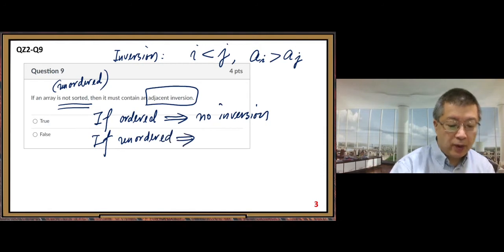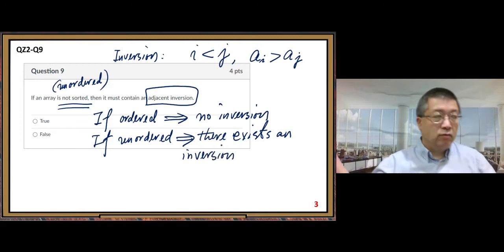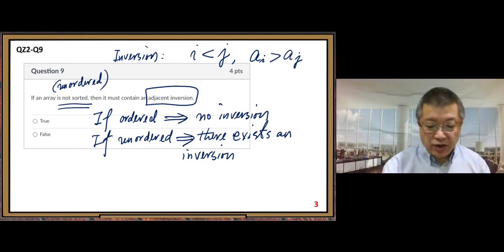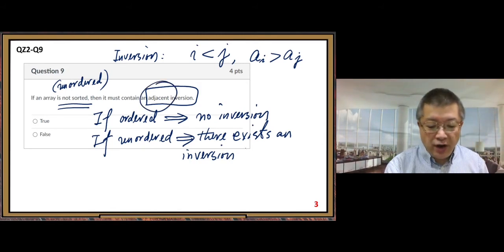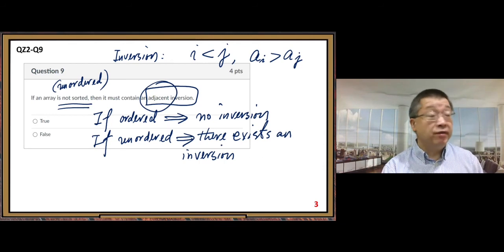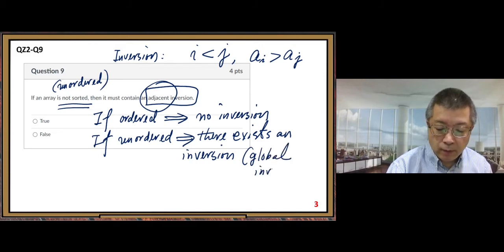there exists an inversion. That's true, but for our question, we need an adjacent inversion. Here, this inversion may not be an adjacent inversion. It could be a global inversion.